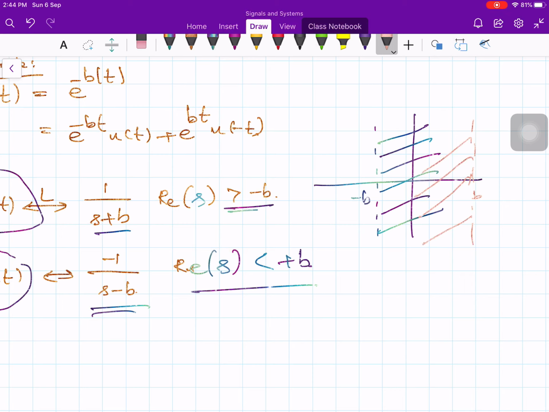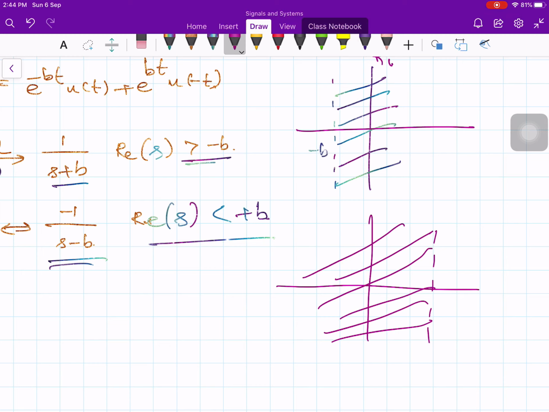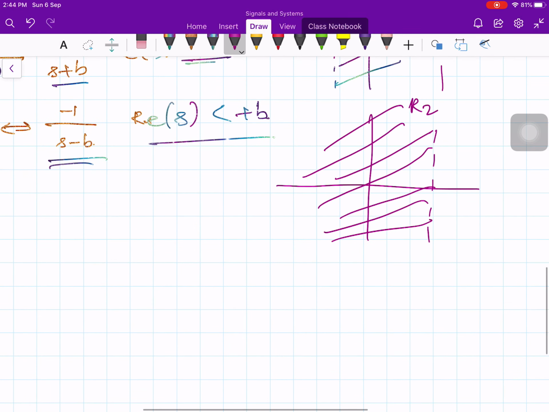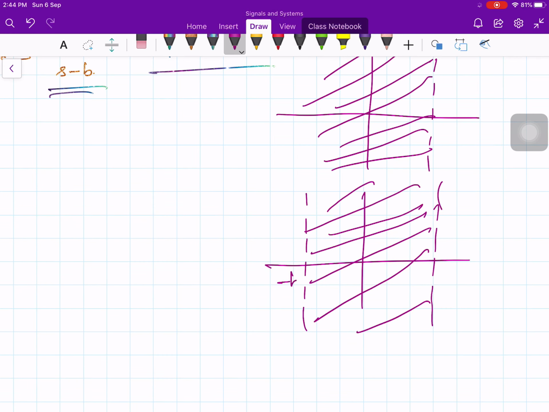Maybe I'll draw it separately like this. This is my R1, region of convergence. For the second case, the region of convergence is to the left-hand side like this. This is R2. Now take the intersection of these two, then this is the region of convergence. So the region of convergence is bounded by these two vertical lines, one at minus b and another at plus b. So this is the region of convergence R1 intersection R2.